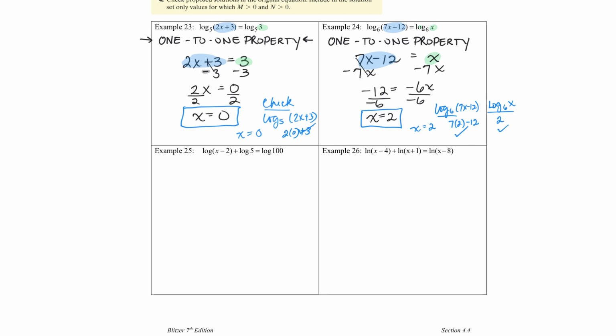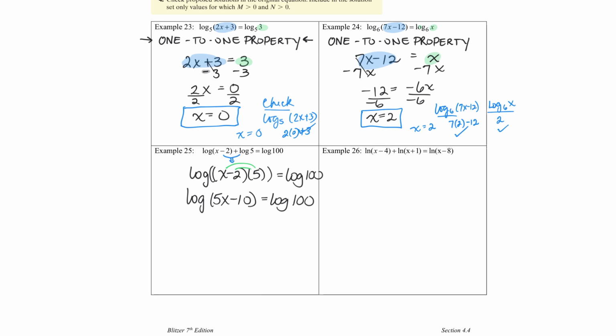And I'm looking at log of x minus 2 plus log of 5 equals log of 100. All right, so the first thing that I need to do is go ahead and combine these two logarithms into a single logarithm using my product rule, right? So this is going to be equal to log of x minus 2 times 5, and that's equal to log of 100. And then I can go ahead and distribute. And I'm going to end up with log of 5x minus 10 equals log of 100.